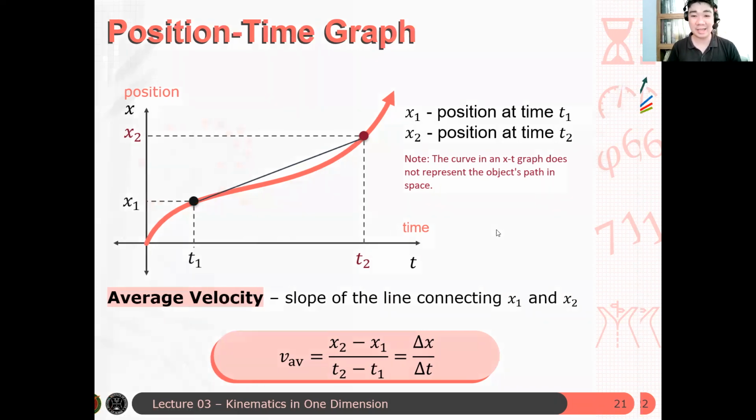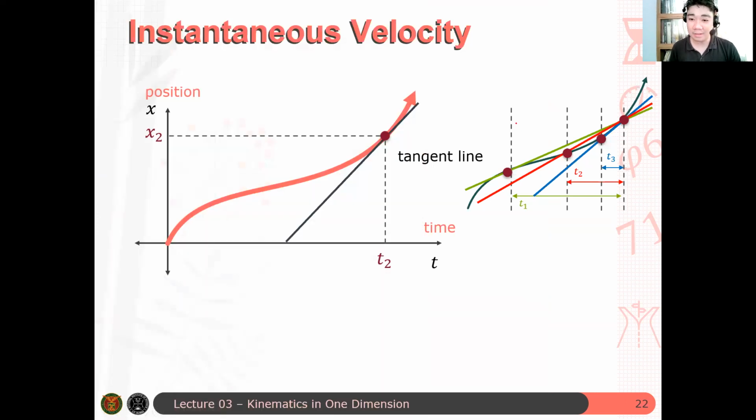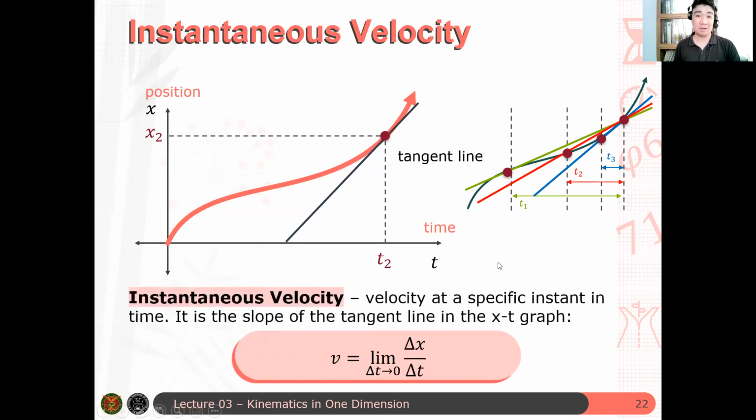Diba? In that case, when you approach this point towards that point, the secant line becomes a tangent line now. And the slope of this tangent line is the velocity of the particle at that given instant. That point is known as your instantaneous velocity. It's the limit as the change in time goes to 0 of the displacement per time. That's your instantaneous velocity. That's the one that's measured by your velocimeter in that case. So, questions?